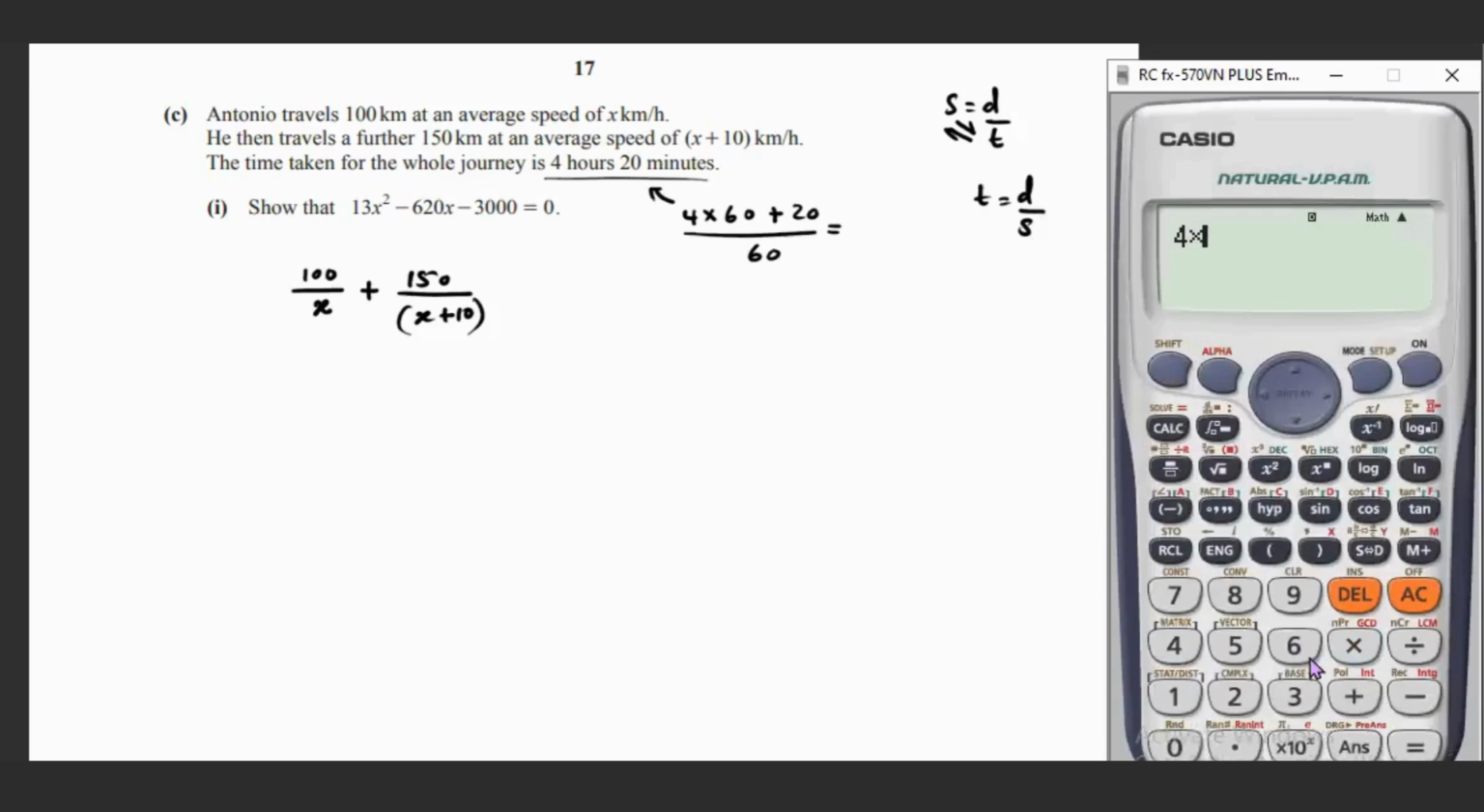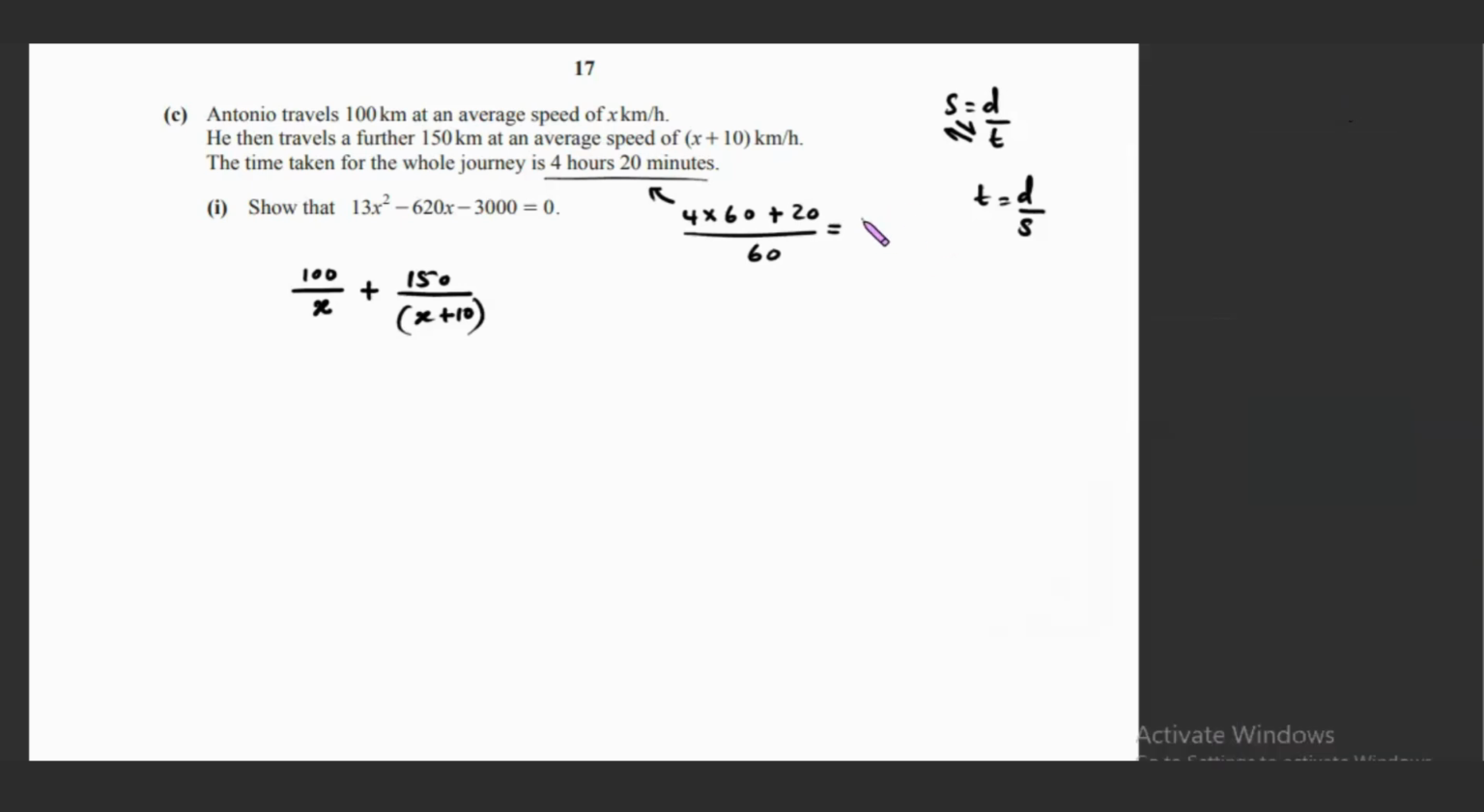So that's going to be 4 times 60, I need to add 20, and I'm going to divide this by 60. When I do that, I get 4.333, but I'll write it as a fraction, which is going to be 13 over 3. So this will be 13 over 3 hours, completely in hours. So these two times together will be equal to this 13 over 3. This is what we have.